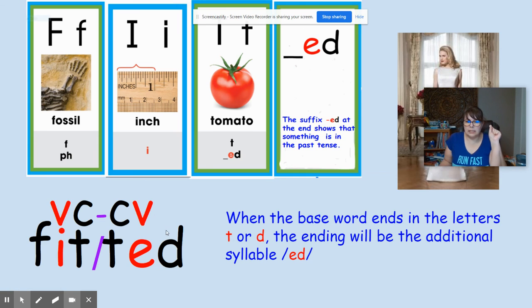Now this is a little bit different. If the word ends with the letter T or D, which in this case is T in fit, then the ed, in which the E has the short vowel sound, has its own syllable. So we say fit, ted, fitted, two syllables. And that's the end of the lesson.